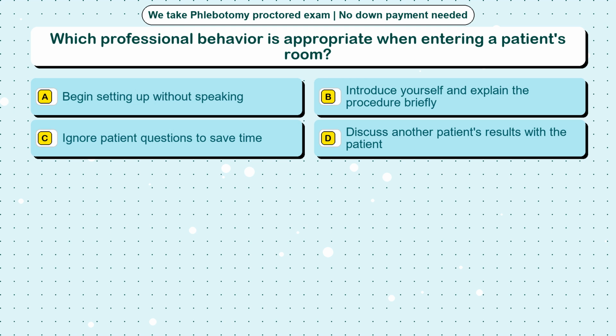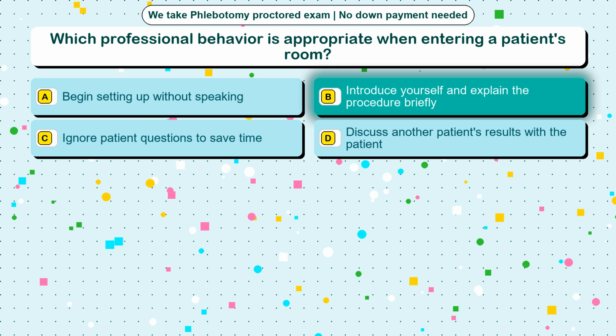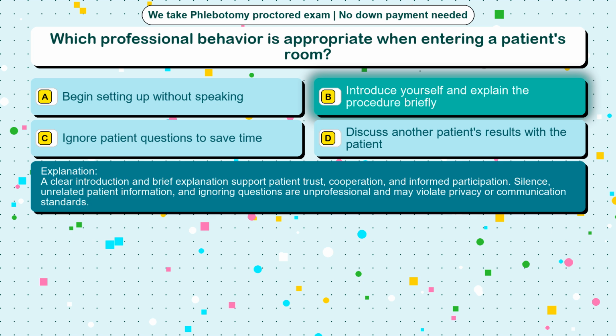Question 88. Which professional behavior is appropriate when entering a patient's room? Option A, begin setting up without speaking. Option B, introduce yourself and explain the procedure briefly. Option C, ignore patient questions to save time. Option D, discuss another patient's results with the patient. The correct answer is option B. Introduce yourself and explain the procedure briefly. A clear introduction and brief explanation support patient trust, cooperation, and informed participation. Silence, unrelated patient information, and ignoring questions are unprofessional and may violate privacy or communication standards.